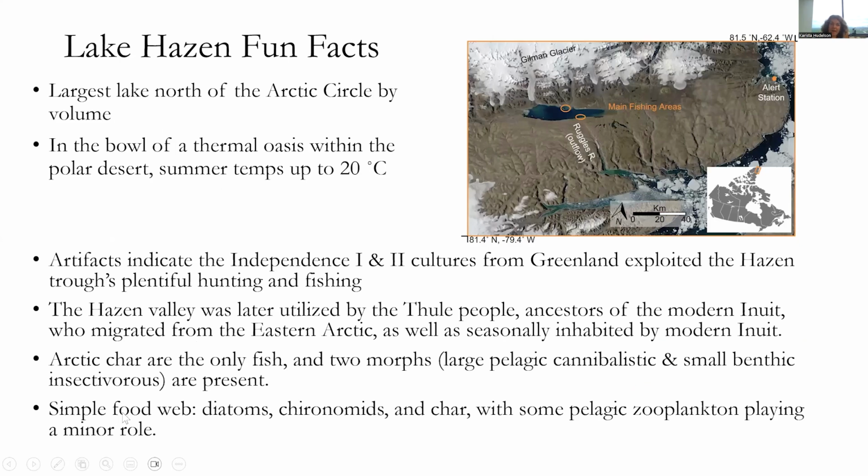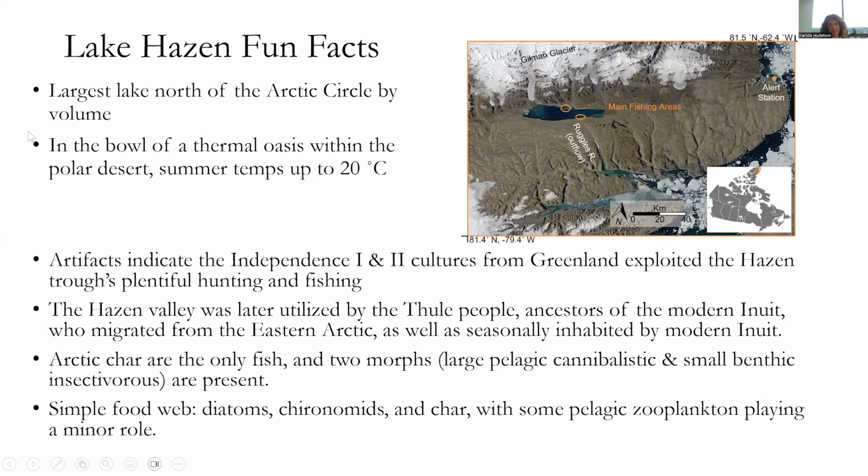So, some fun facts about Lake Hazen. Lake Hazen is the largest lake north of the Arctic Circle when you consider it by volume. It is in the bowl of a thermal oasis within a polar desert type of landscape. And it is, as you can see in the map here, fed by glaciers. So again, thank you for the setup, Kasha.